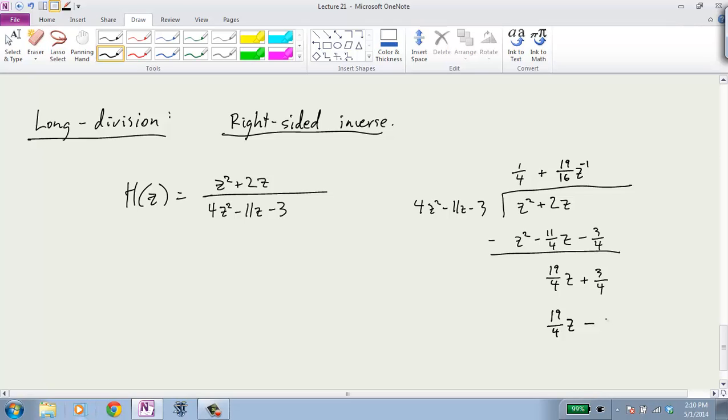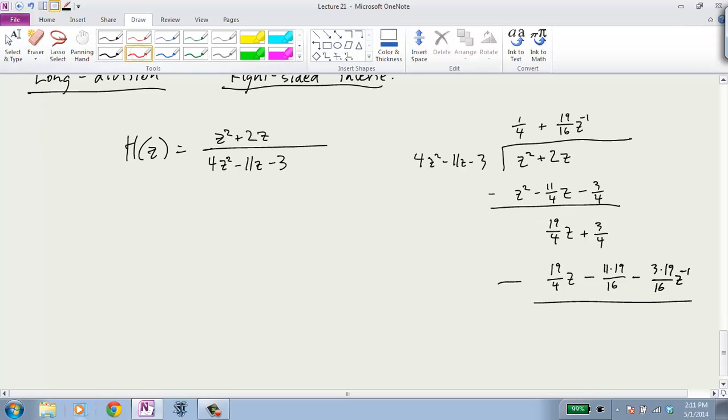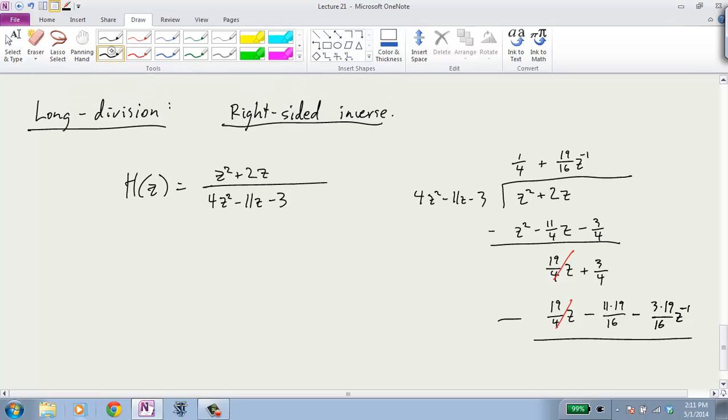This is 11 times 19 over 16, and the z's cancel here, minus 3 times 19 over 16 z inverse. And again, I would subtract. I'm not going to do this here. And these two would cancel, and I'd get something that was constant plus a z inverse. Okay? And I could just continue this indefinitely, and what I would get is more and more terms, each of them with more and more z inverses on them.